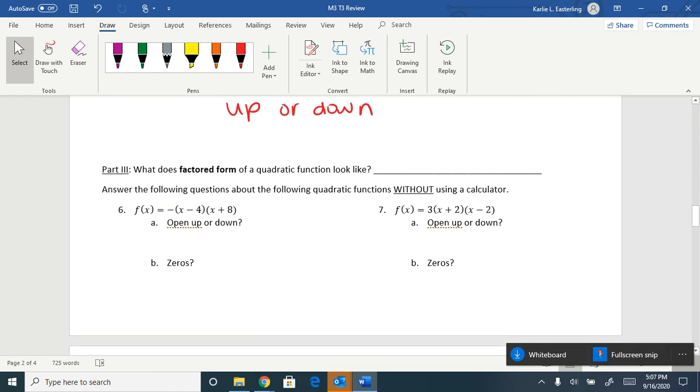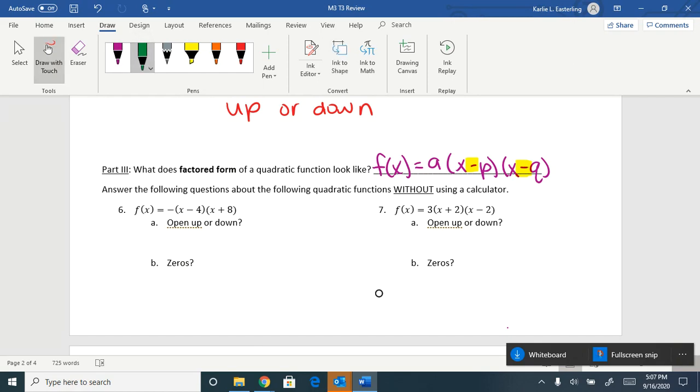All right, so finally we're on to our last form, factored form. Hopefully, again, y'all can recognize by now that factored form is when we're looking at f of x equals a(x minus p)(x minus q). And again, be careful because of those minus signs. They like to get y'all. So, opens up or down? Again, it's that a value. So this one is going to open down. And our zeros are our p and q values. So our p value here is 4, and our q value is -8, not +8.